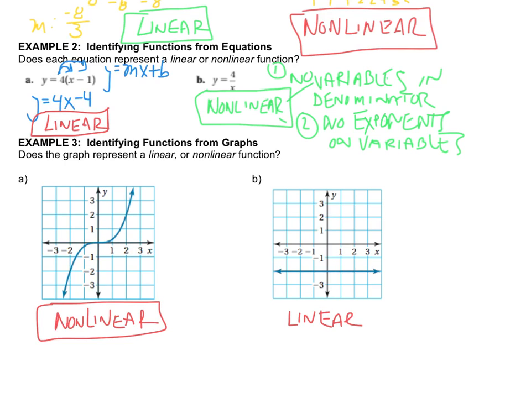Now, we talked about how the function definition says non-verticals. Don't confuse that with this one, which is horizontal. Horizontal is fine. We can't have the vertical line to be a linear function, but a horizontal line is fine, and any diagonal straight line is fine. They are all linear functions.